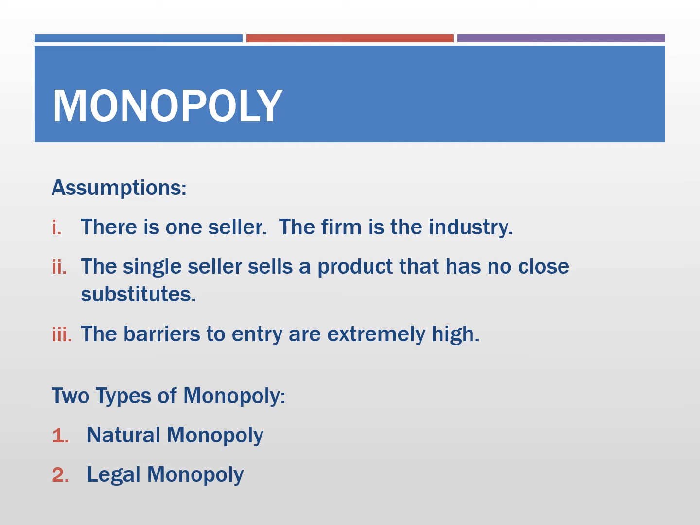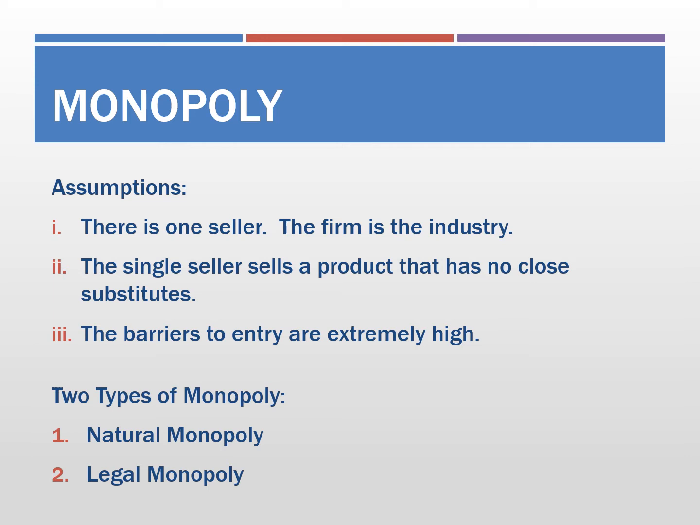And number two, the single seller in this market is selling a product that people cannot find close substitutes for. What it means is this producer is producing and selling a product that has no close substitutes, nothing that looks like it or can replace it in the market. As a consumer, if you want to buy this unique product from the market, you always have to buy it from this one particular seller.